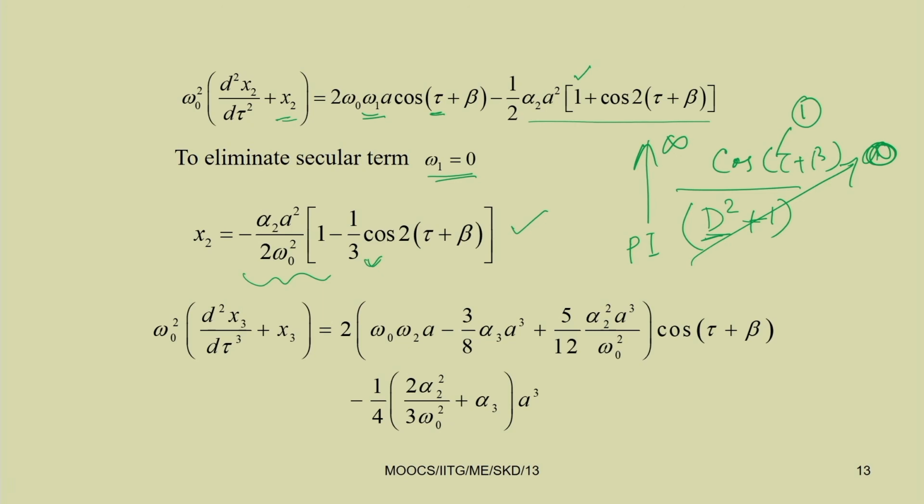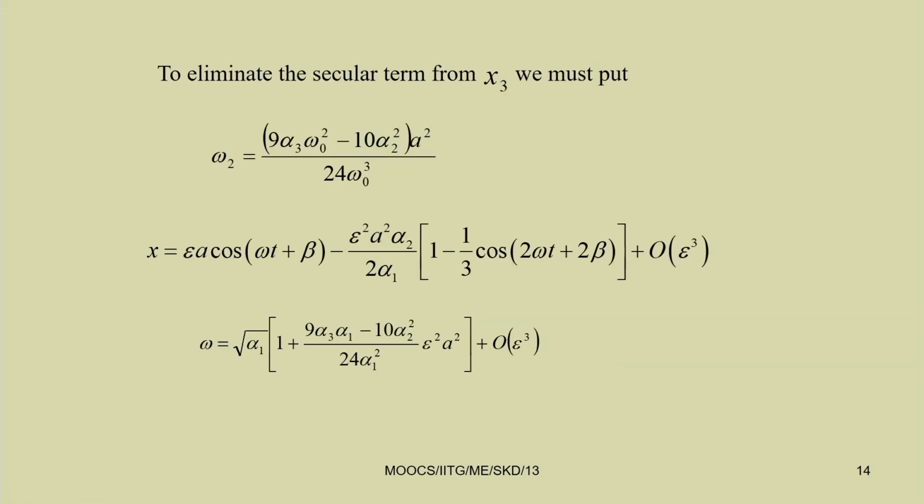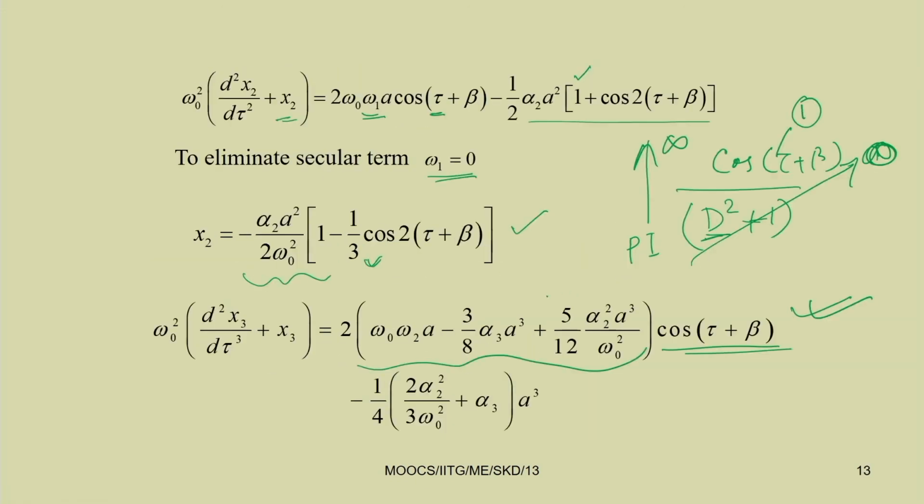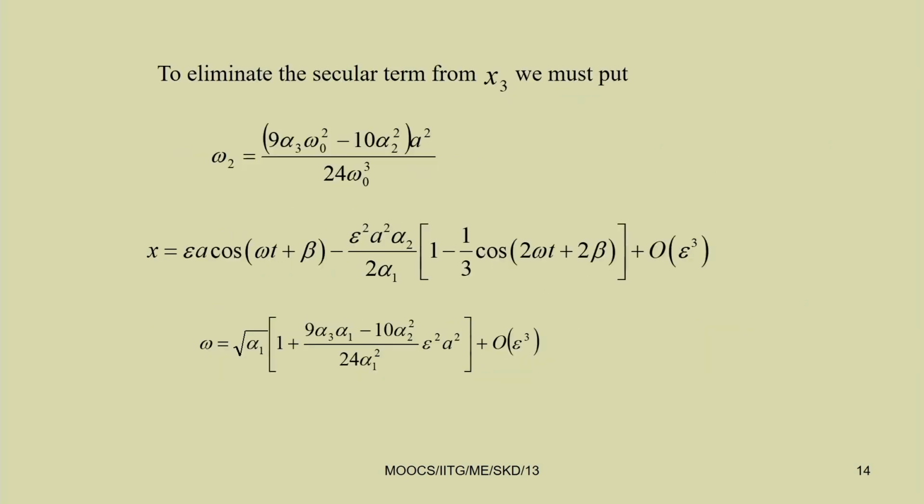Now, by substituting this x 1 and x 2 in the third equation, you can get this one. Here again you have to check the terms which are secular terms. The coefficient of this cos of omega t tau plus beta is the secular term. So, this term is the secular term. By eliminating these secular terms, this term can be eliminated. If this is equal to 0, from this you can get omega 2.